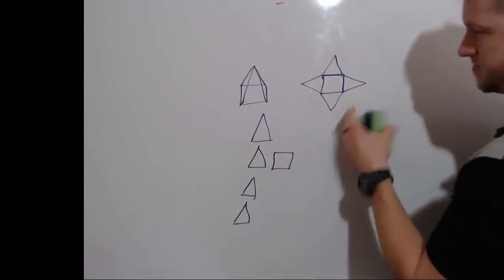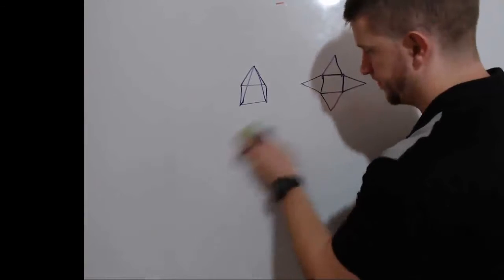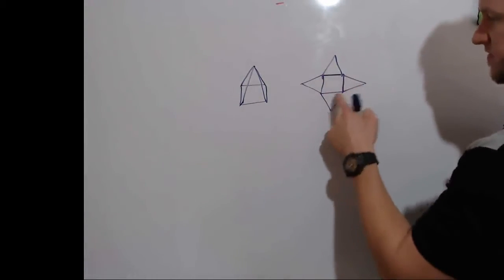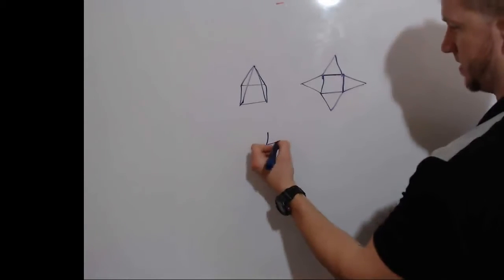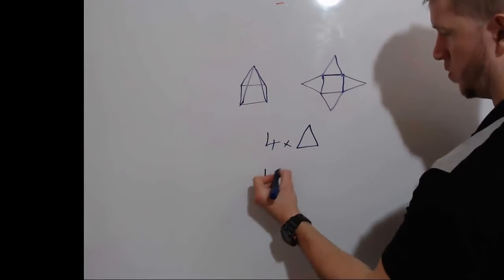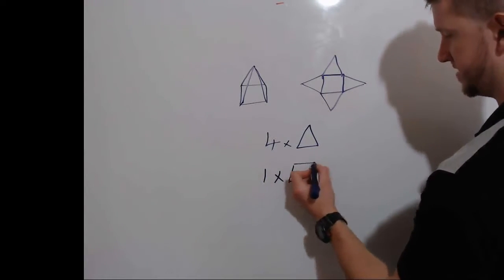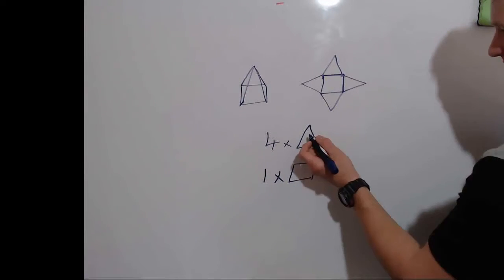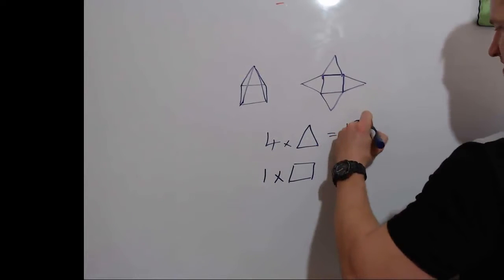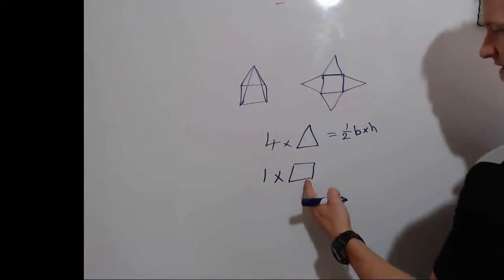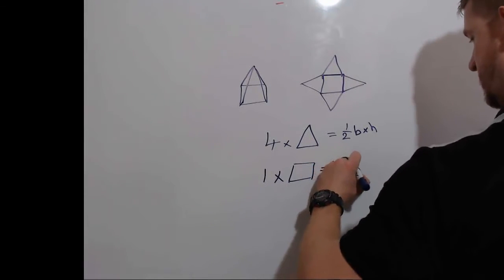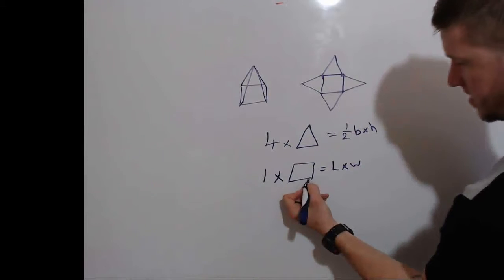So if I start with this method, and I look at what my pieces are, well, I've got 4 lots of this shape, and they're all exactly the same. So I've got 4 lots of this triangle, and I've got 1 lot of the base, which is just a square. If I want the area of this, we talked about this before, it's just half of base times height. And if I want the area of this, it's just length times width, or base times height, whatever we are given for the shape.